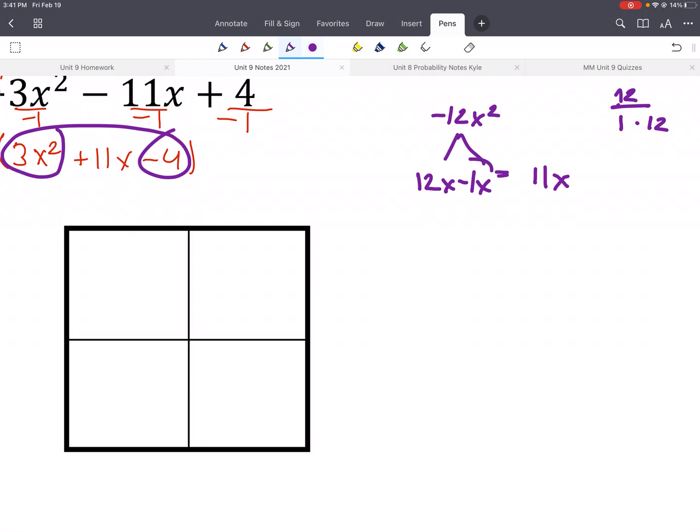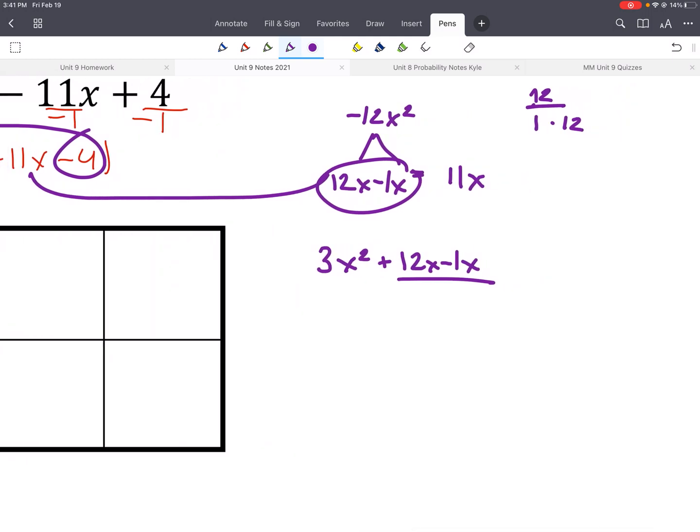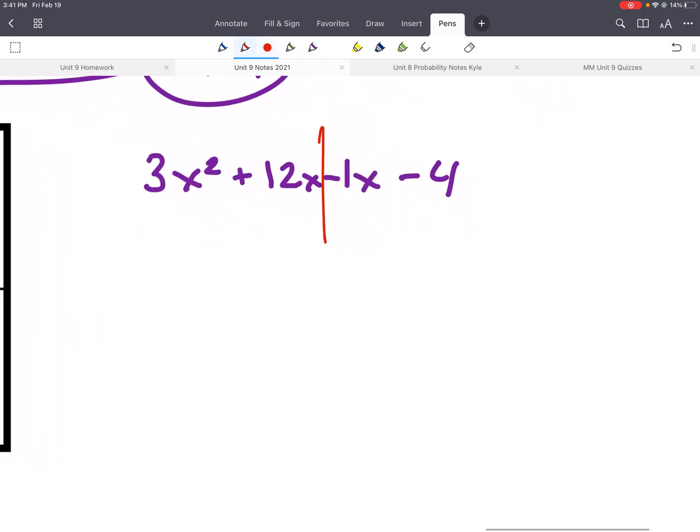So we need to substitute that in for the middle term. So 3x squared plus 12x minus 1x. And again, I'm just trying to make sure you understand that what we plugged in is the same thing. That's still 11x. We haven't changed anything. We just broke it up. We unreduced or simplified. Okay? We uncombined like terms. And then we have a -4. So we cut it in half.